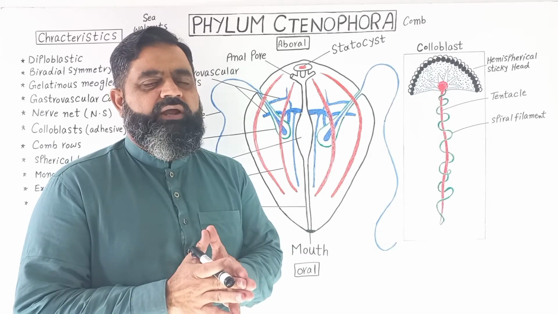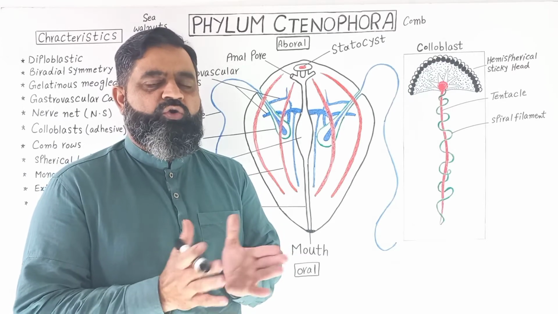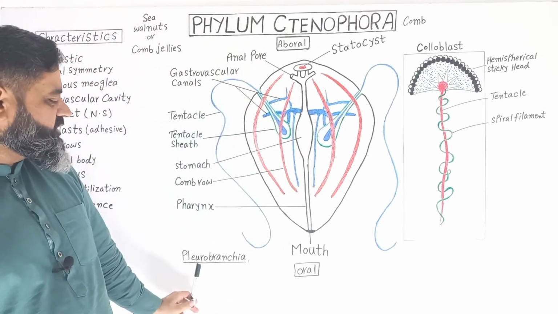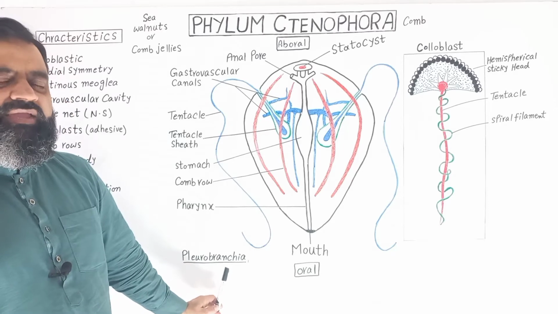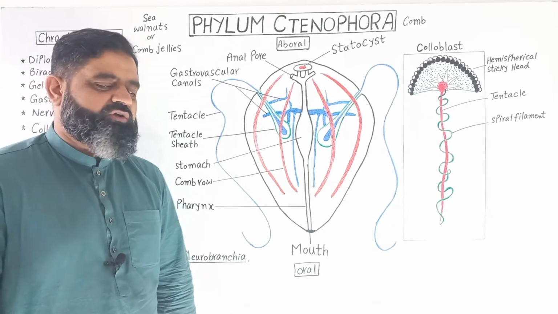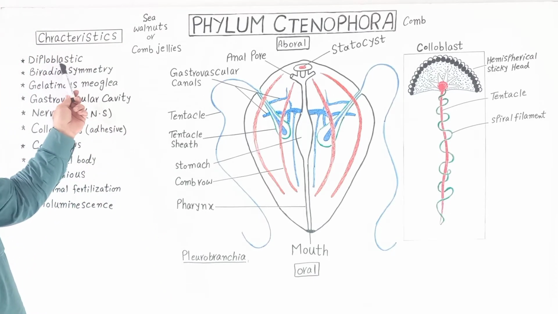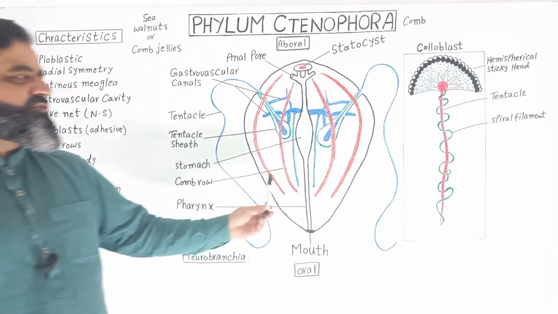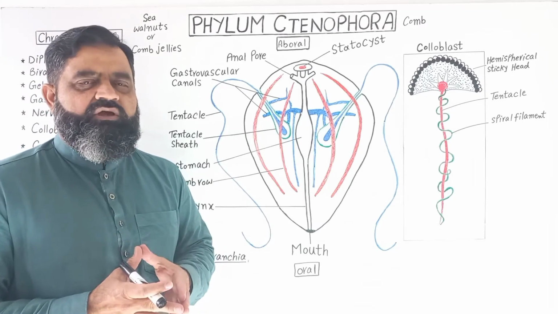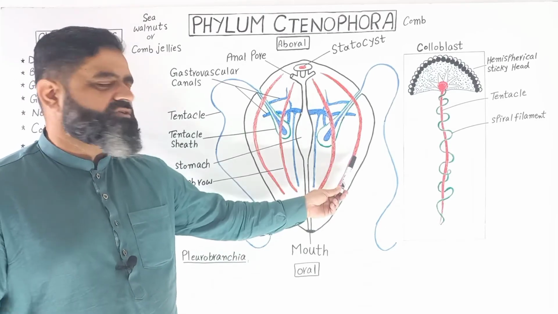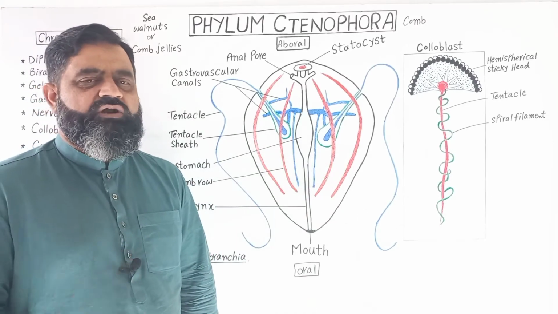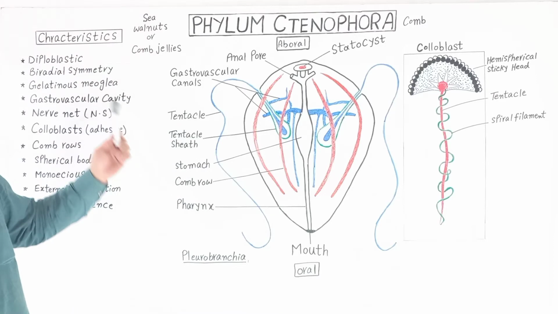There are more than 90 species found all over the world, and I have already made a diagram for you. This animal is known as Pleurobrachia, and we are going to discuss its features one by one. First of all, these are diploblastic animals. As you know, phylum Cnidaria contains all the animals which have diploblastic organization. They have two body layers, ectoderm and endoderm. Such animals which have two body layers are known as diploblastic animals.